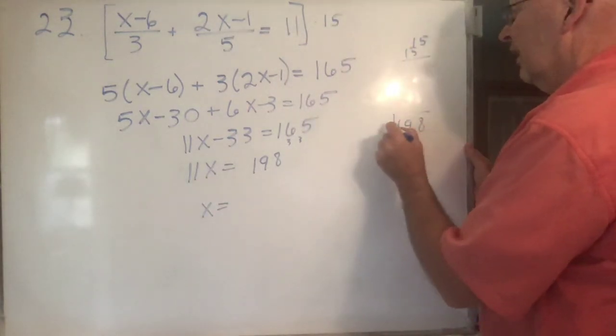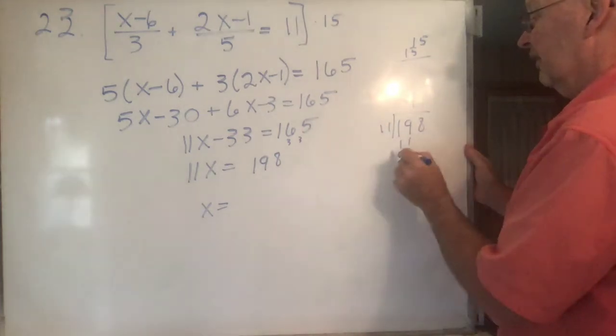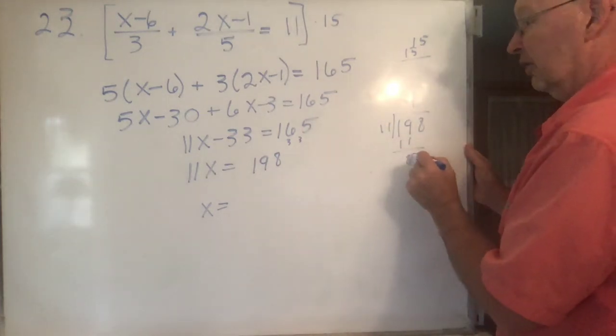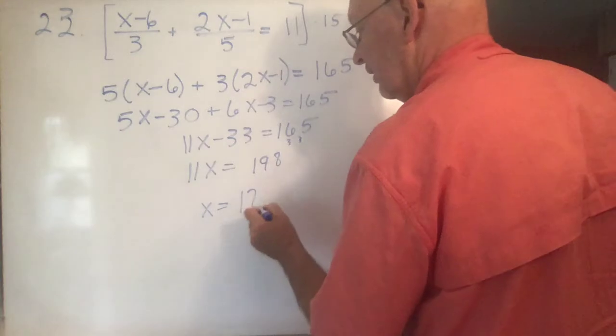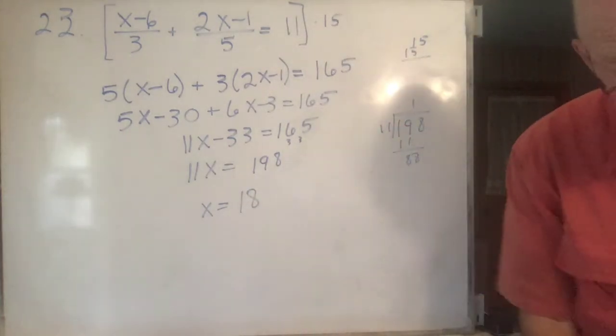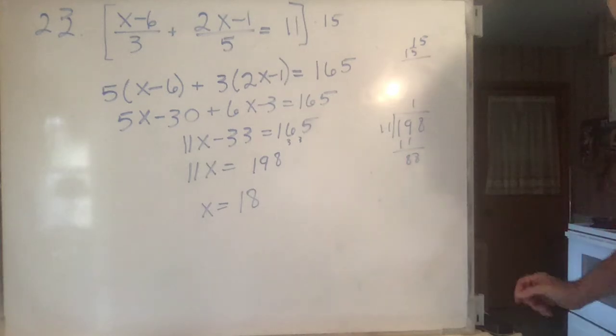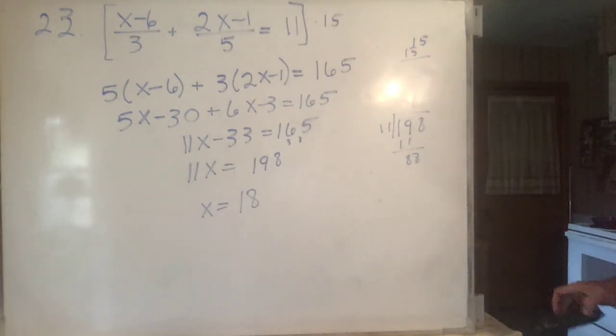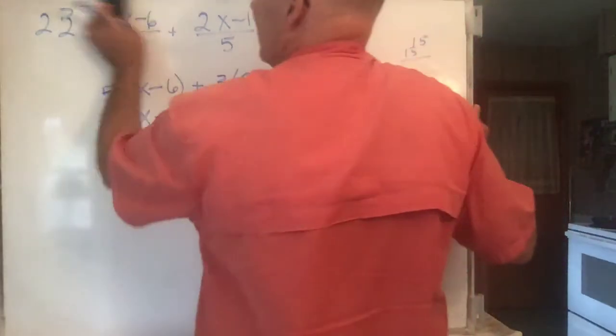198 divided by 11 goes in there once, 11. 88 goes in there 8 times, 18 times total. So there you go. That's all she wrote. Okay, let's do number 24.